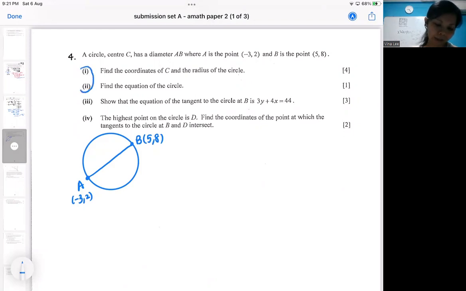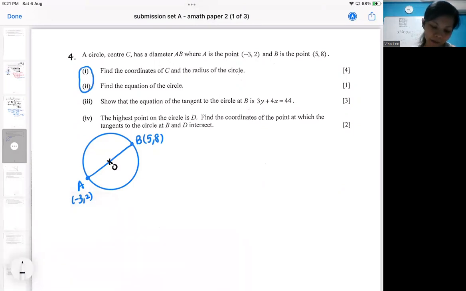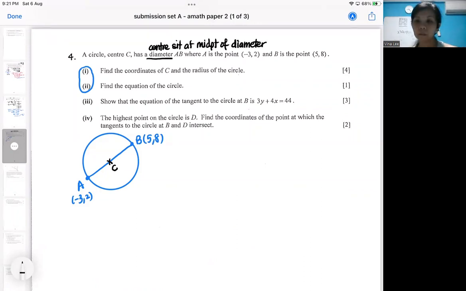All this will be quite easy if you realize that the midpoint of the diameter is the center. Some people may forget that the center will sit at the midpoint of the diameter. If you forget this, this whole question is gone. If you didn't forget it, it's actually quite easy.